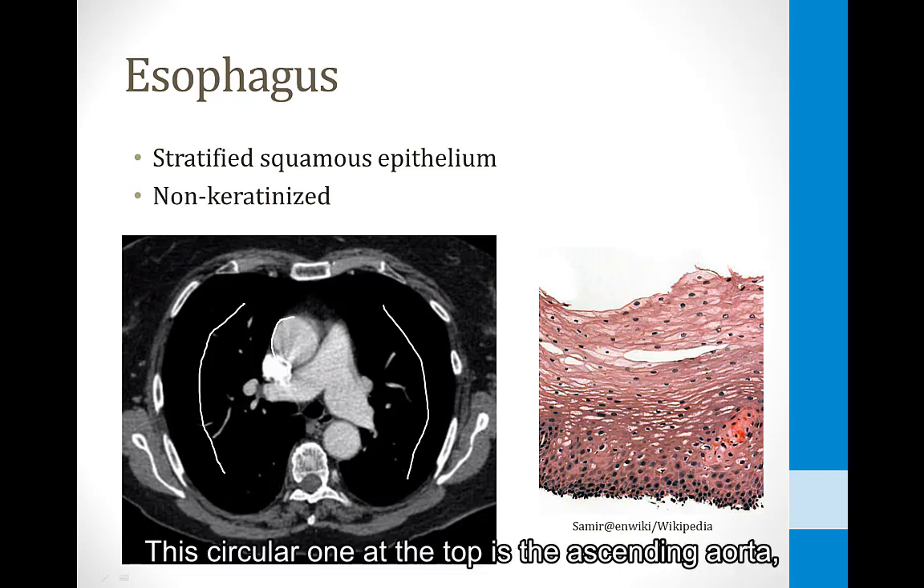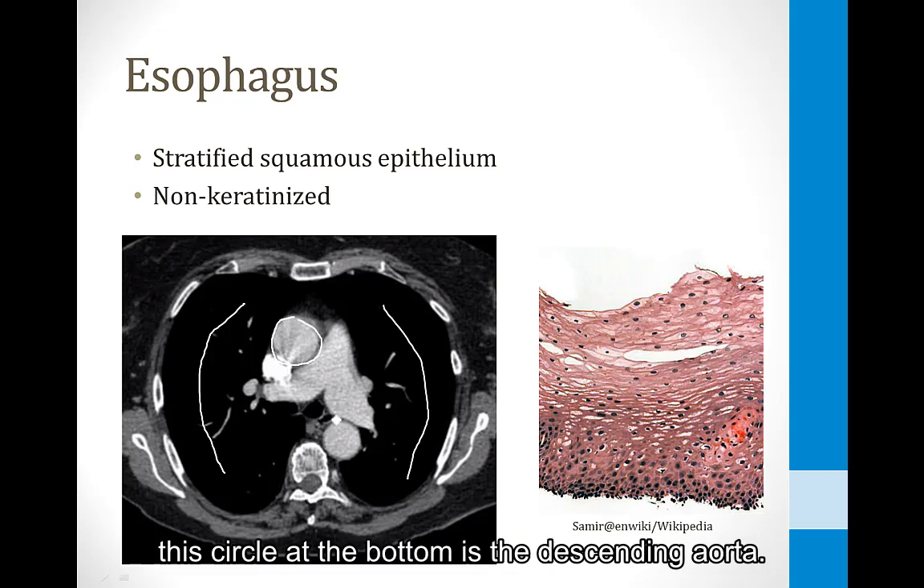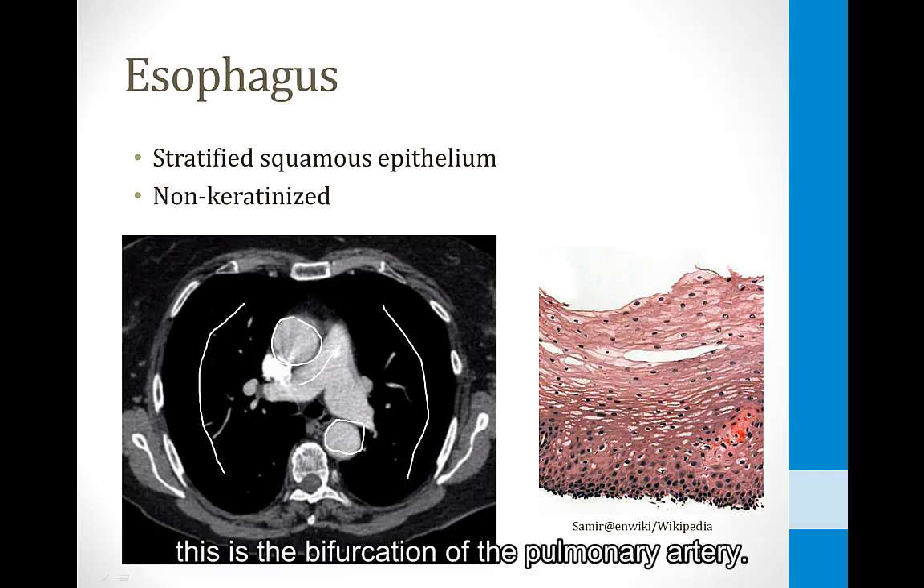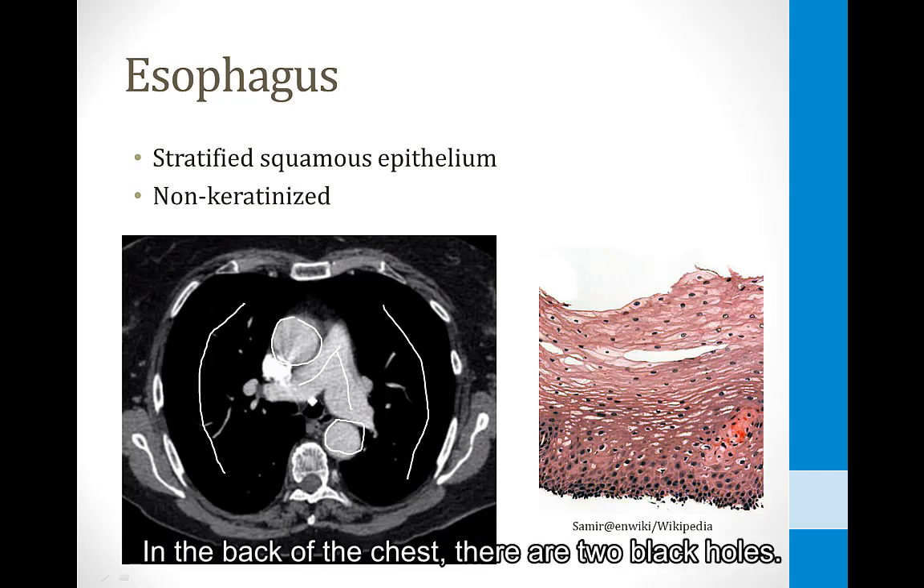This circular one at the top is the ascending aorta. This circle at the bottom is the descending aorta. Between the two, this is the bifurcation of the pulmonary artery. The aortic arch is not seen. It's at another level. If we were at the level of the arch, you would see the arch connecting the ascending and descending aorta. In the back of the chest, there are two black holes.